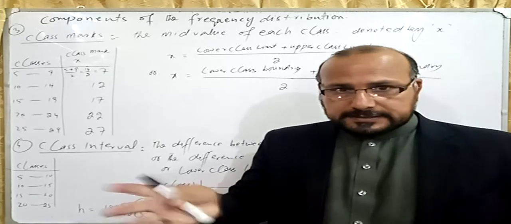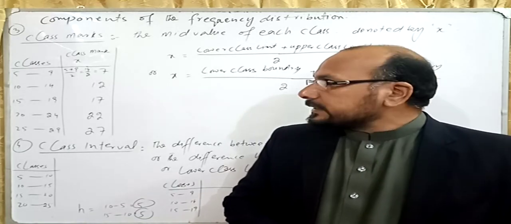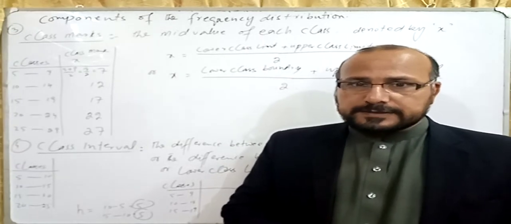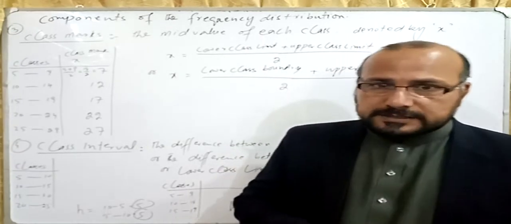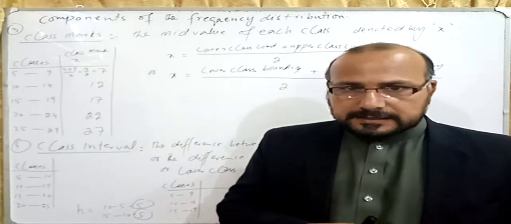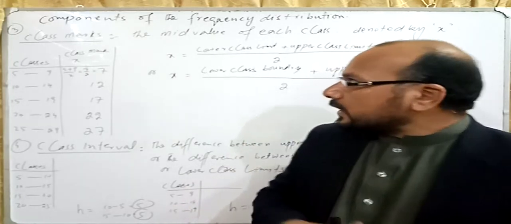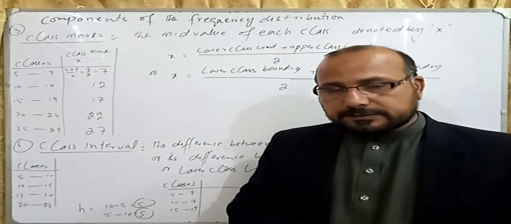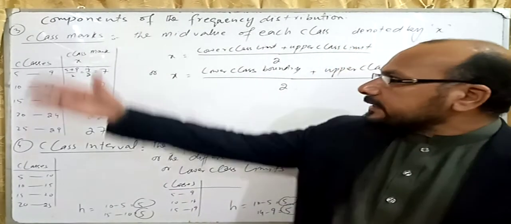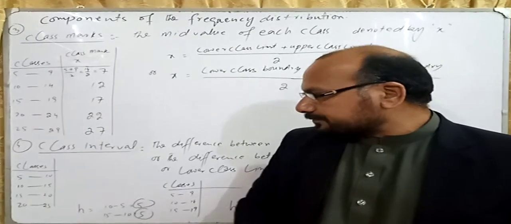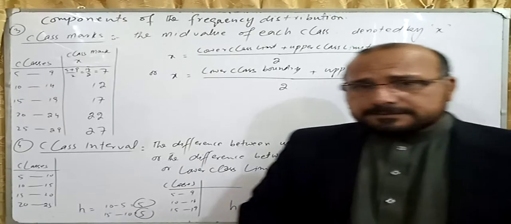In the previous lecture, we were discussing the components of the frequency distribution. We had discussed two components, the class limit and the class boundaries. Today we will discuss two more components of the frequency distribution, and that is class mark and class interval. What is meant by class mark?